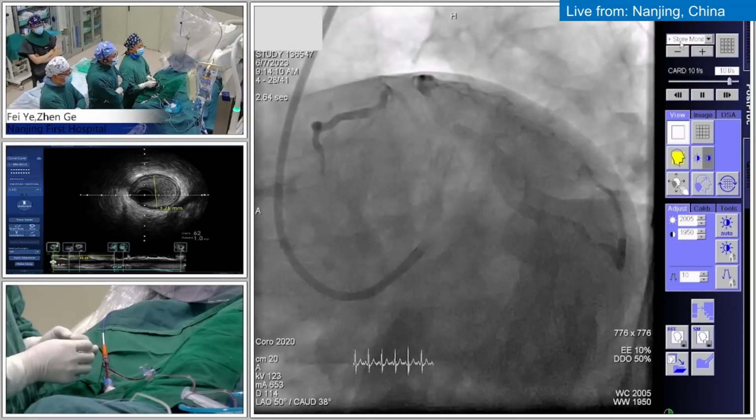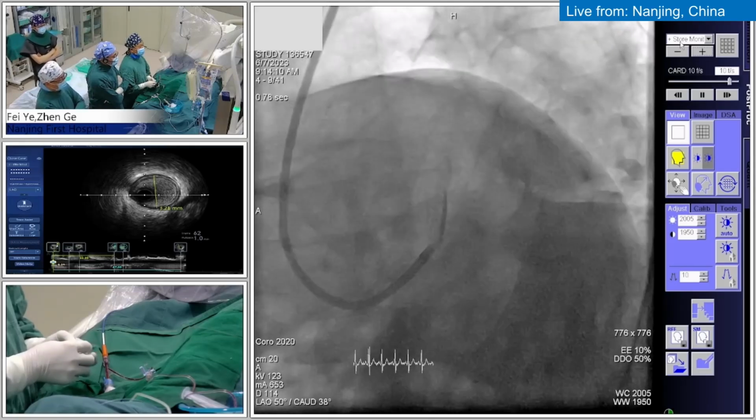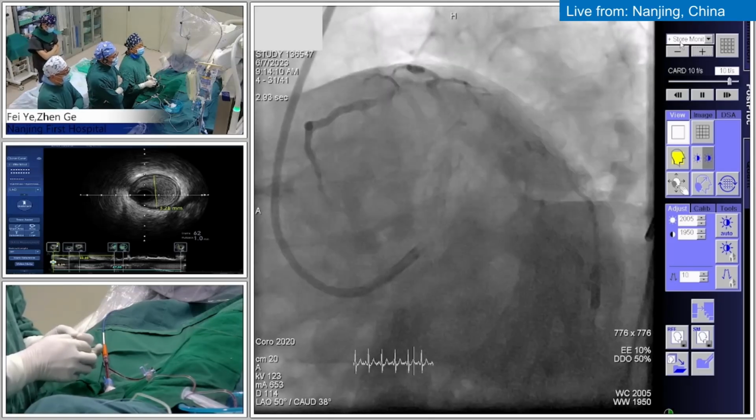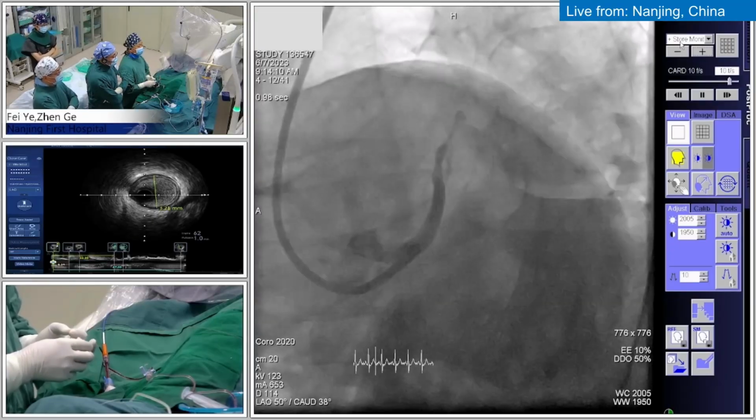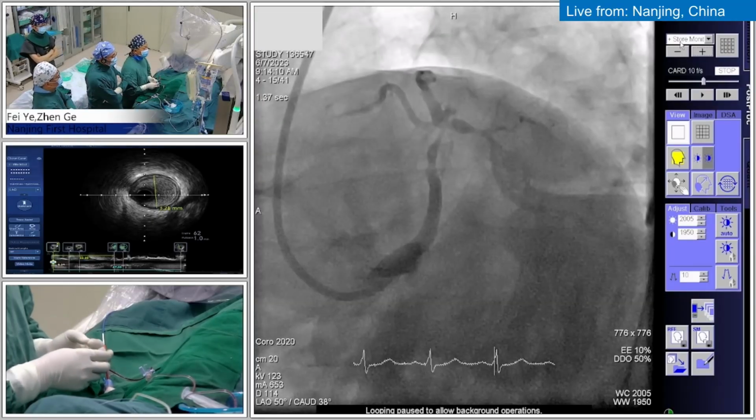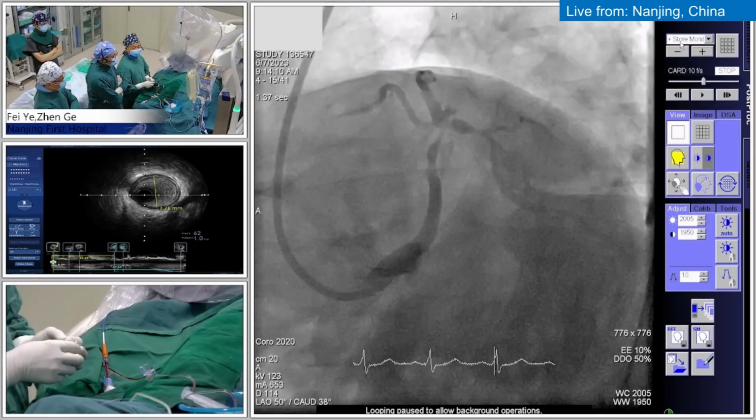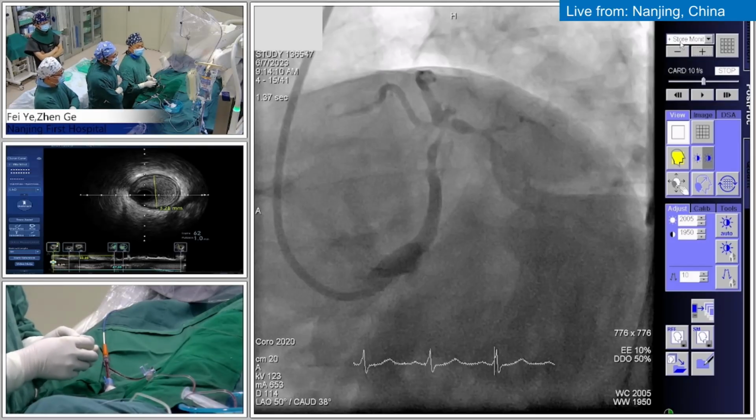Another question is, do you check the ACT before the procedure for this complex bifurcation lesion? Yeah, we always check that the patient's ACT is greater than 400 seconds.